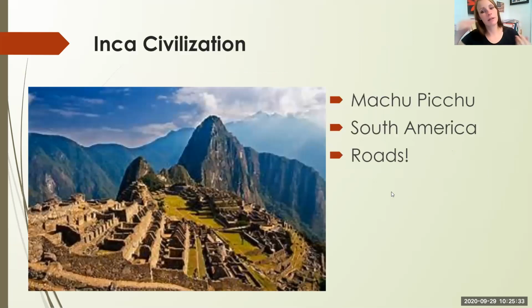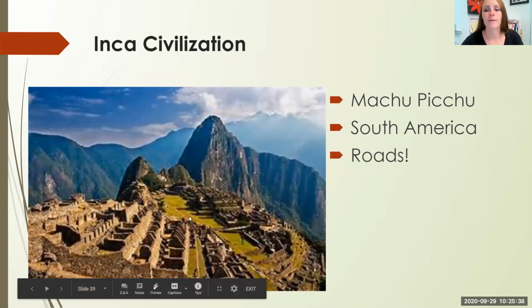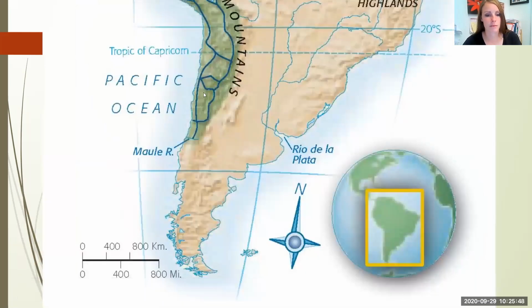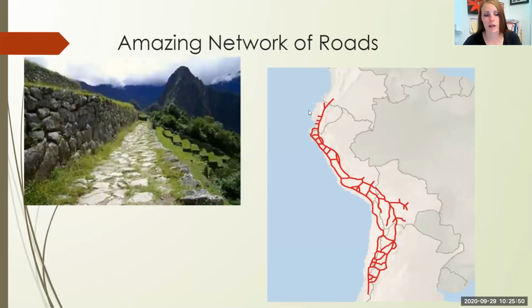Okay, Inca civilization. They're known for Machu Picchu, which is this right here, South America, and their road systems, which we're going to talk about. So here's the northern portion. The dark blue is the roads. And here's more roads down here. So their road systems, this is what they're most known for. And this is an invention technology you could talk about at the bottom too.